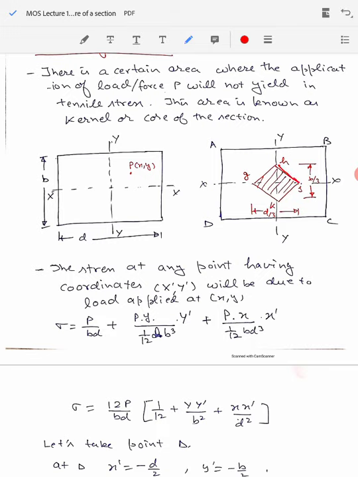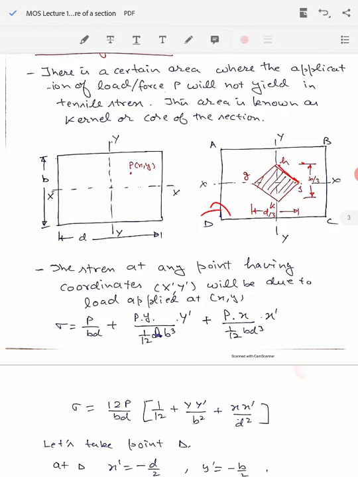So if the load is moving beyond this point, that means towards the outside, then we are not going to get the compressive stresses. If the load goes beyond this point, anywhere in the first quadrant, we are going to get the tensile stresses at the point D, which we don't want to occur.